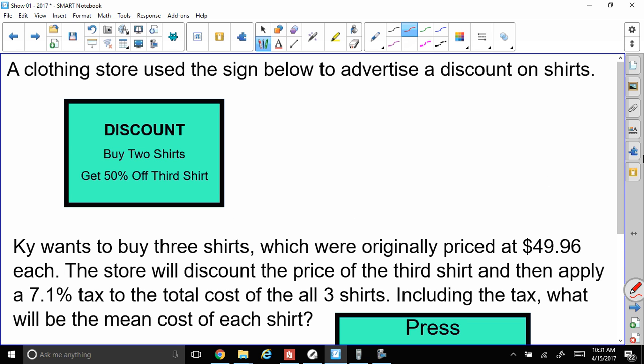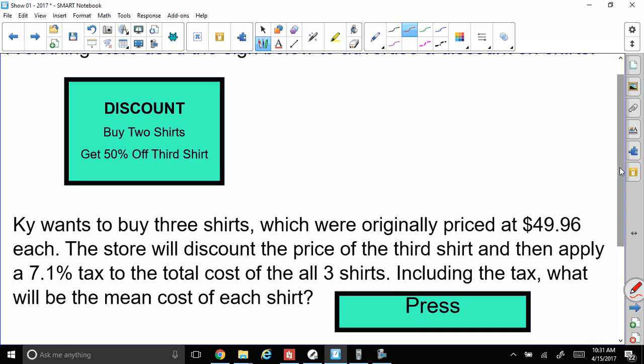All right, so let's get a little space going here. So Kai wants to buy 3 shirts, all right? What's nice about it, the 3rd shirt, he gets a little discount. So he wants to buy 3. If he buys 2 shirts, it's going to cost him a price of $49.96 each. So we need to figure out how much that is going to cost.